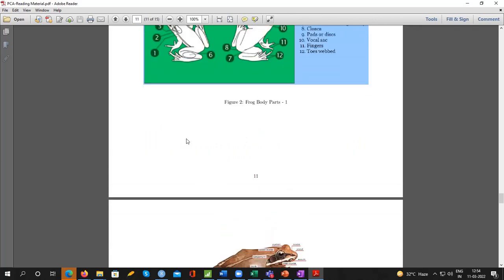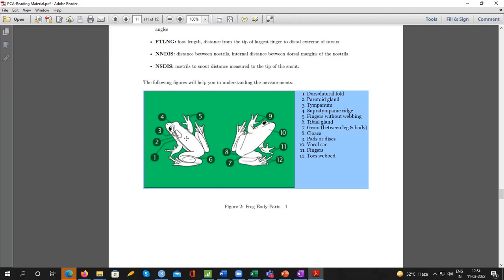Hello, tibia, fibula, do these words sound familiar? No, ma'am. No? Okay, now this is homework. Google what is tibia and Google whether humans have tibia.